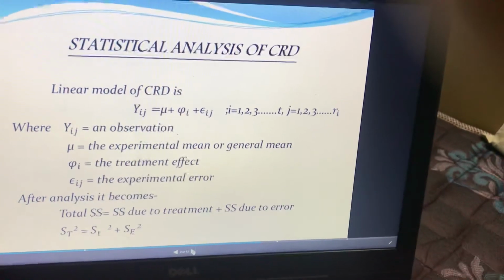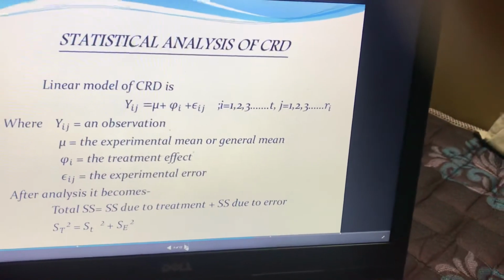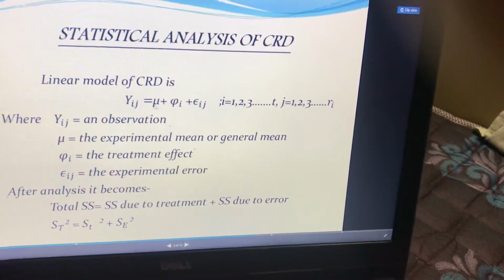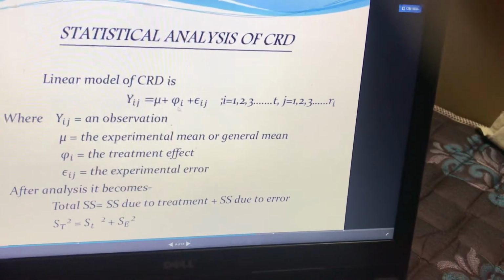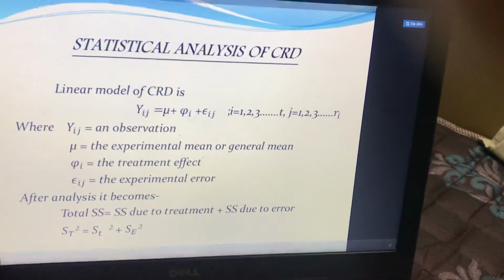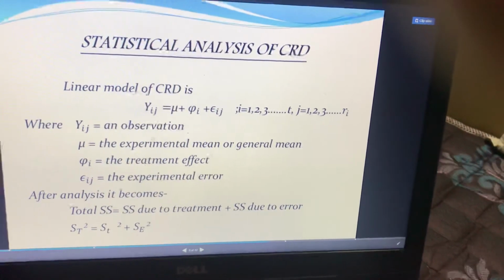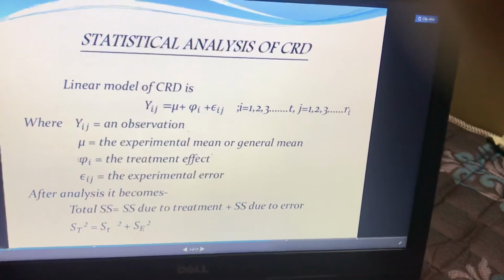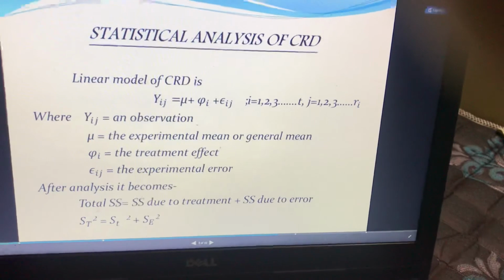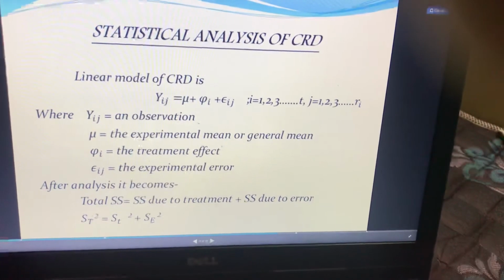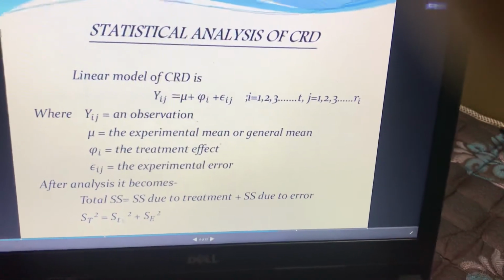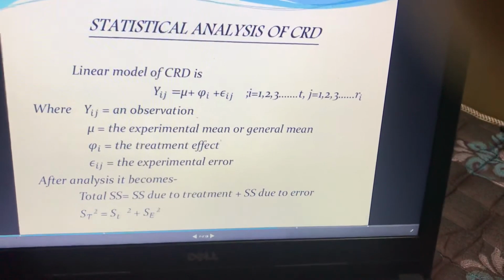So here is the statistical model. The linear model of CRD is given as Y_ij = mu + alpha_i + epsilon_ij. Here Y_ij is an observation, mu is the general mean effect, alpha_i is the treatment effect, and epsilon_ij is the experimental error. After analysis, the total sum of squares is equal to the sum of squares due to treatments plus the sum of squares due to error. So we have the formula ST square = SSt square + SE square.